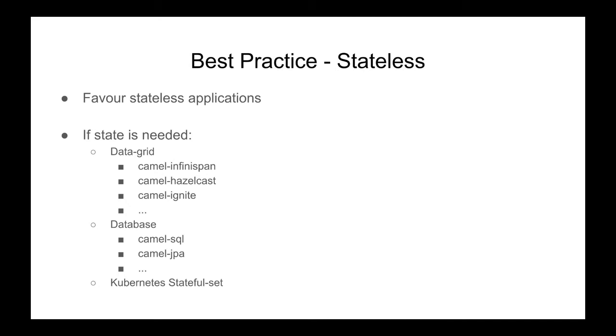Another good practice, when you build integration microservices, is to try to build your service as stateless. If you need any kind of state, then Camel has great support for that with different components. There are some for memory data grids like Infinispan, Hazelcast, Apache Ignite, and so on. And of course, you can also store state in traditional databases or key value stores and so on. And Kubernetes itself comes with a concept for stateful applications called StatefulSet.